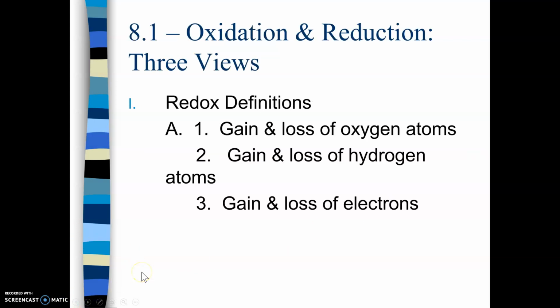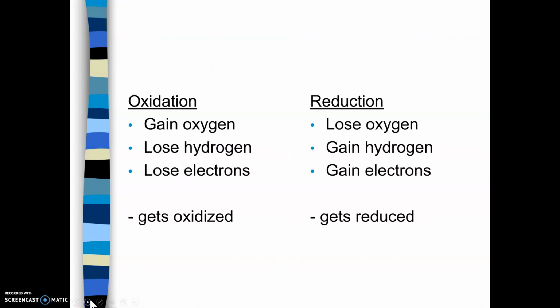Like I said before, this book does things a little bit differently. Both of them are correct, they're just different viewpoints. What this is that we can gain or lose oxygen atoms to see if something is oxidized or reduced, the gain and loss of hydrogen atoms, or we can look at the gain and loss of electrons. So this is specifically what's going on.